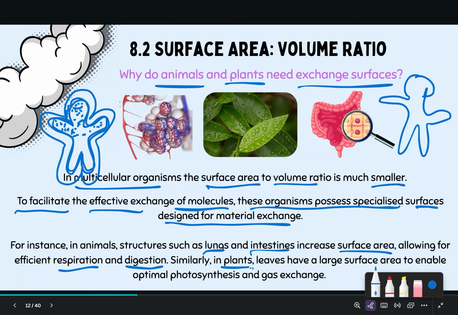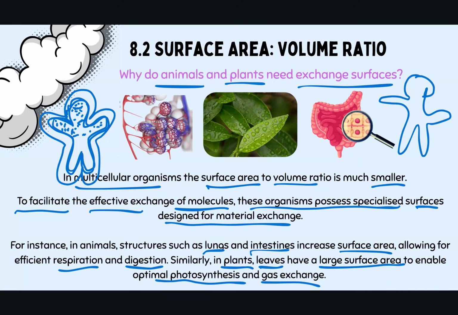Similarly, in plants, leaves have a large surface area to enable optimal photosynthesis and gas exchange. So if you look at the leaf, they're quite thin, but the surface area is large and they're facing the sun. So that means they can absorb maximum energy and also they're full of stomata, so lots and lots of gas exchange can occur.